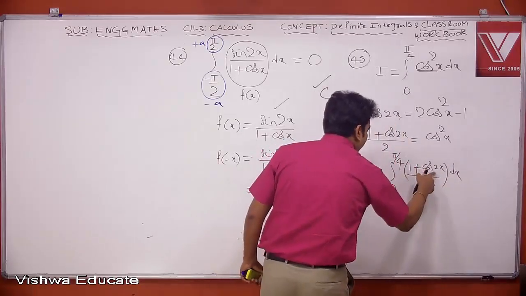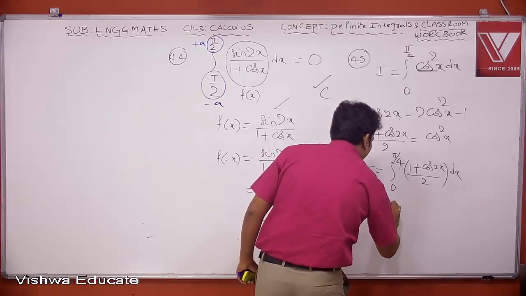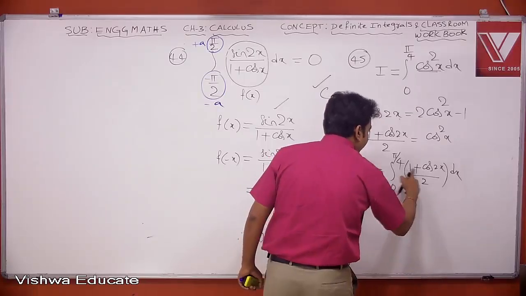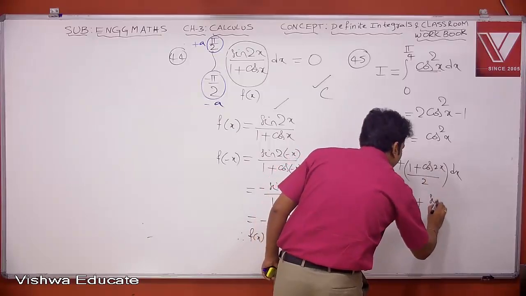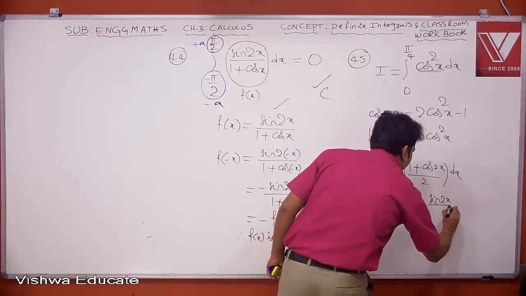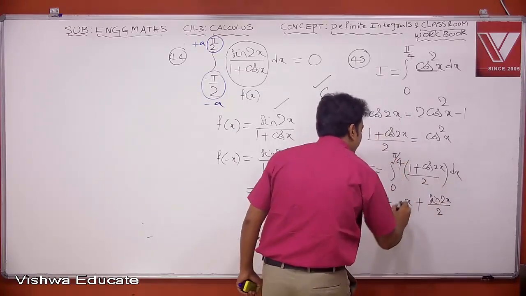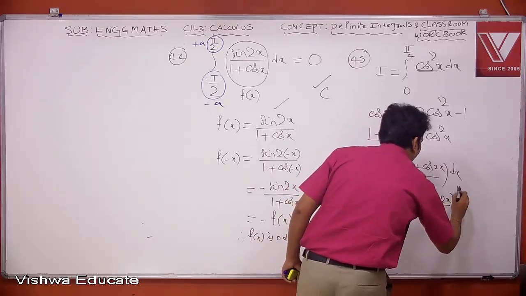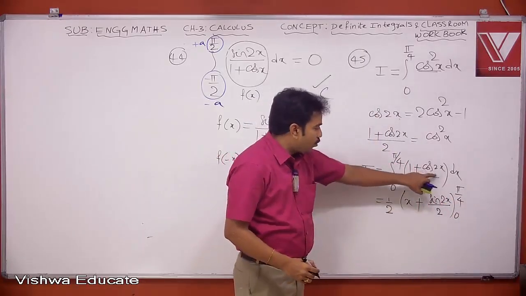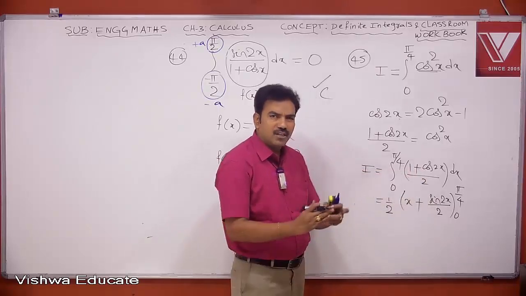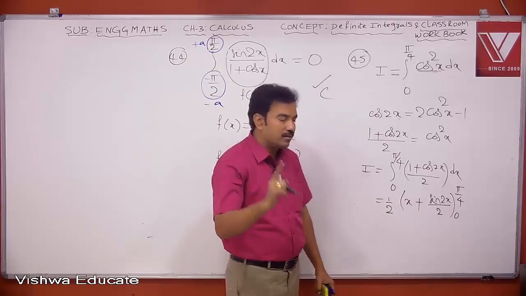Now apply the integral separately. The 1 by 2 is a constant, so you can take it outside. The integral of 1 dx is x, plus the integral of cos 2x, which is sine 2x divided by the derivative of 2x, which is 2. Apply the limits from 0 to pi by 4. We have just applied the linear property, because between two functions we have a plus symbol, so you can split the integral by property number 1.